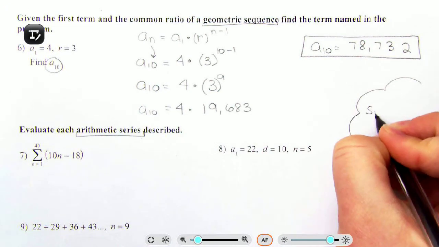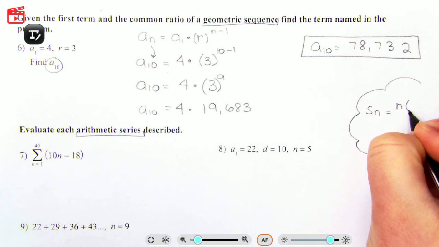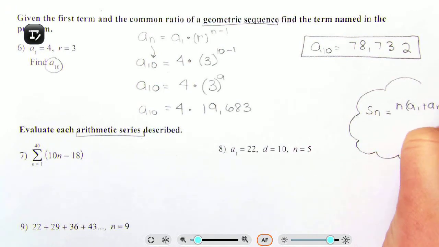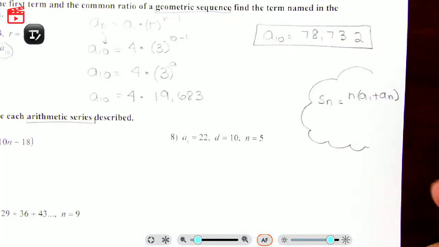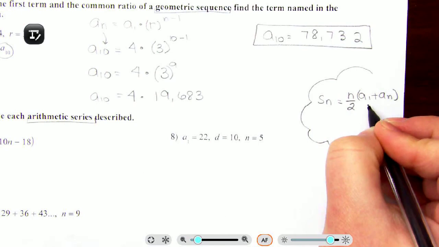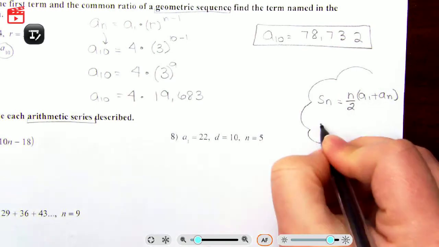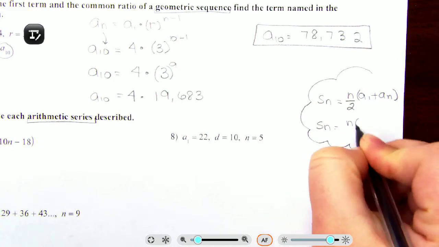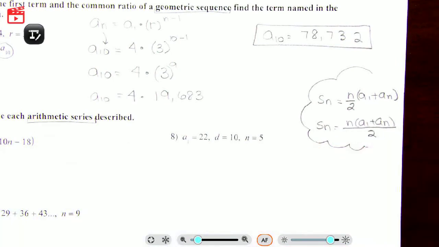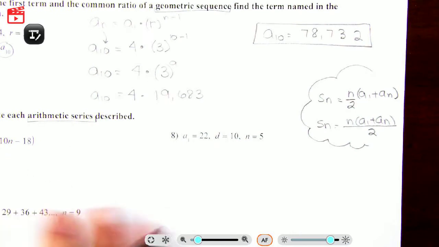S sub n is equal to n times a1 plus an. Now sometimes you'll see this formula written as n divided by 2 times this, or you can have all of this divided by 2. It's the same thing. So I'm going to write it both ways. All right, so this is the summation. So this is sigma notation.